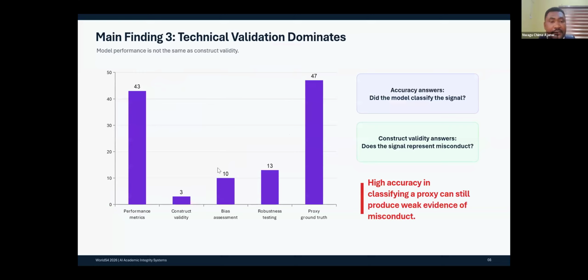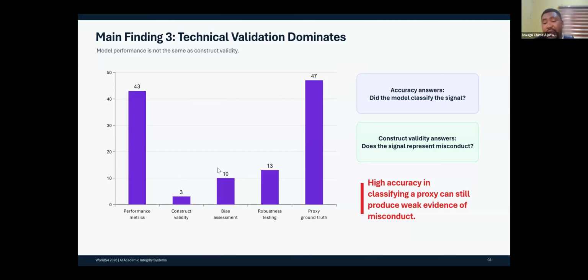Then the third finding is that technical validation dominates. Most studies validated their systems using technical metrics such as accuracy, precision, recall, and F1 score. In our review, 43 of the 56 studies relied on performance metrics, while only three studies directly addressed construct validity. Fewer studies examined bias and robustness, and 47 studies relied on proxy ground truth rather than real misconduct cases.